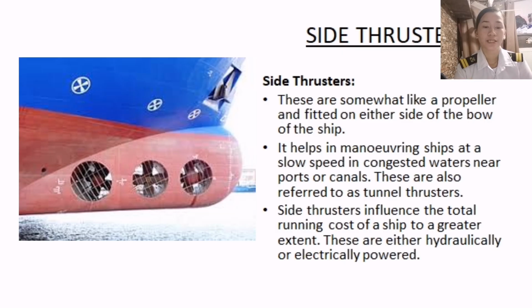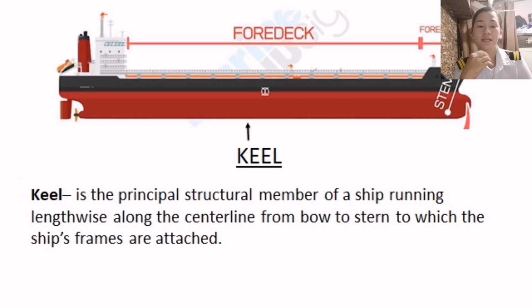So next is we also have our keel. So kaning keel class, this is a principal structural member of a ship running lengthwise along the center line from bow to stern to which the ship's frames are attached. So kanang pinaka-bottom sa ato ang vessel class, no, kanang gi-point sa ato ang arrow, kanang the bottommost part of our vessel, kanang whole bottom niya, that is our keel. Okay, so mao na siya ato ang keel.